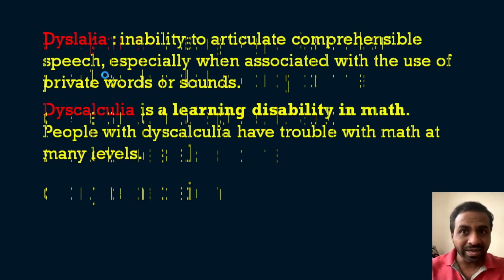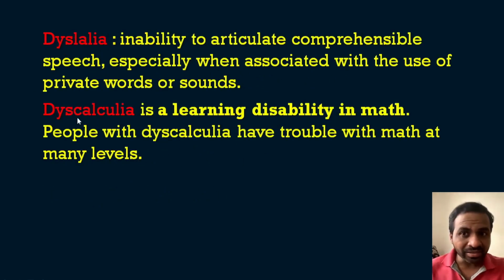And what is dyslalia and dyscalculia? Dyslalia means inability to articulate comprehensible speech, especially when associated with the use of private words or sounds. And dyscalculia, as the name indicates, is a learning disability in mathematics. People with dyscalculia have trouble with maths at many levels.